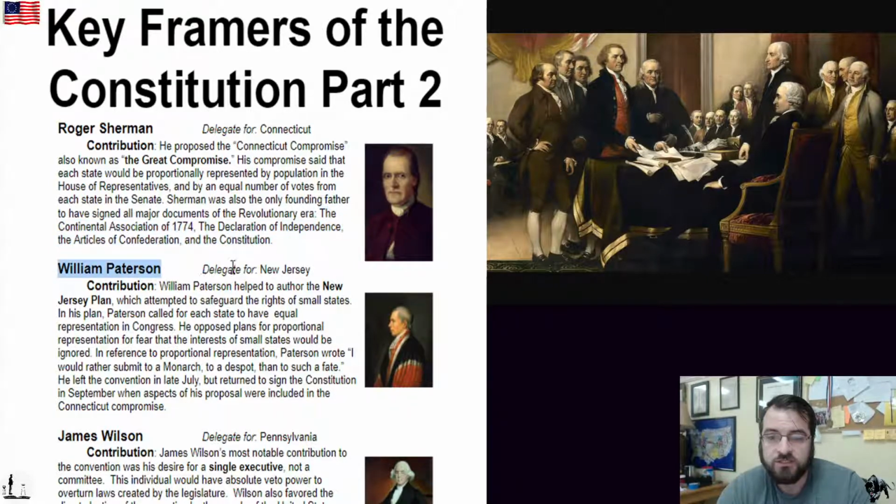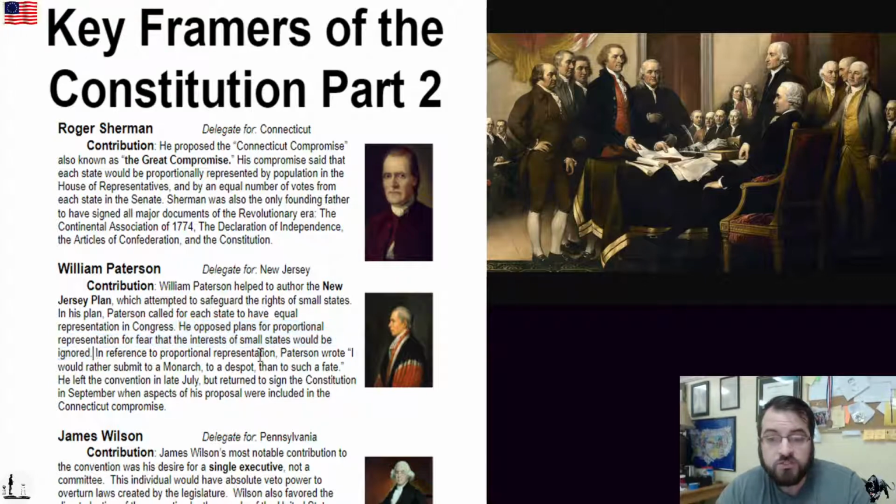William Paterson. He was a delegate for New Jersey, and his contribution was that he helped to author the New Jersey Plan. Since he was a delegate from New Jersey, that's why they called it the New Jersey Plan, which attempted to safeguard the rights of small states. So if you think New Jersey Plan, you should think small states. In William Paterson's plan, he called for each state to have equal representation in Congress. He opposed plans for proportional representation for fear that the interests of small states would be ignored.